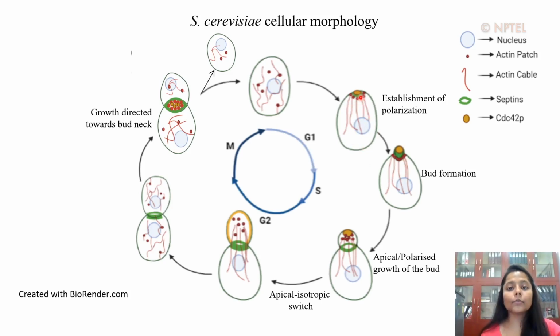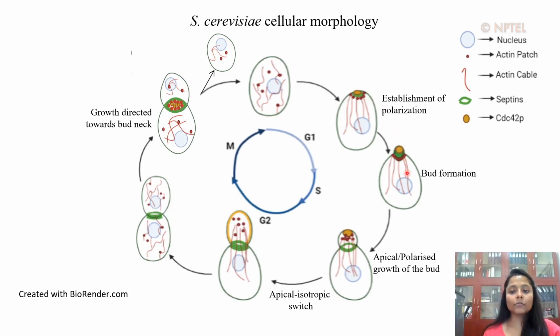Septin ring is composed of septin proteins and is essential for cytokinesis. They also regulate the positioning of the mitotic spindle during cell division. The red dots here represent the actin patches. They are complexes of actin filaments.